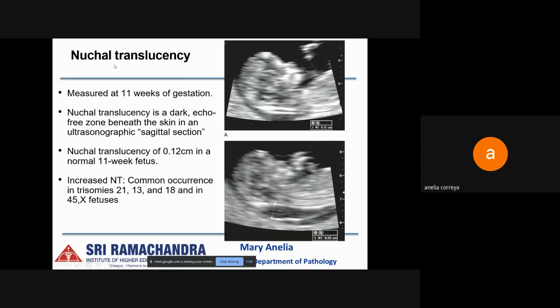The next important marker is the nuchal translucency. It is generally measured at 11 weeks of gestation, and it is a dark, echo-free region seen beneath the skin, which is a measure of the fetal subcutaneous neck edema. The normal nuchal translucency is about 0.12 in an 11-week fetus. However, there is increased nuchal translucency seen in certain trisomies like trisomy 21, 18, 13, and 45X fetus. This is an ultrasound image from a Down syndrome baby showing increased nuchal translucency of about 0.59 centimeter.